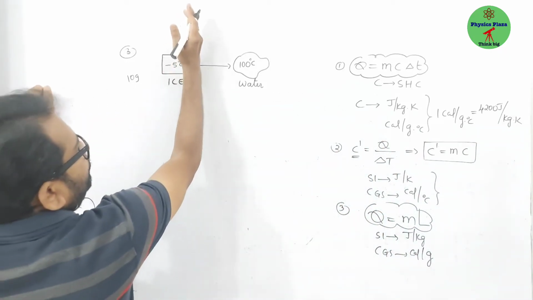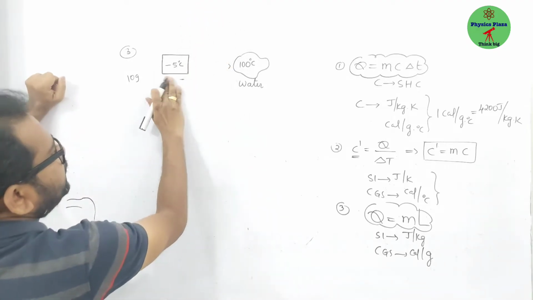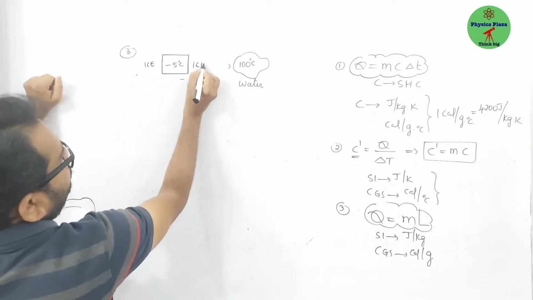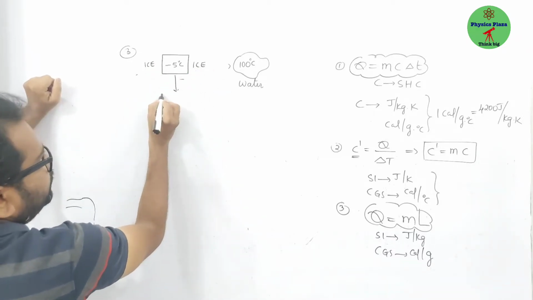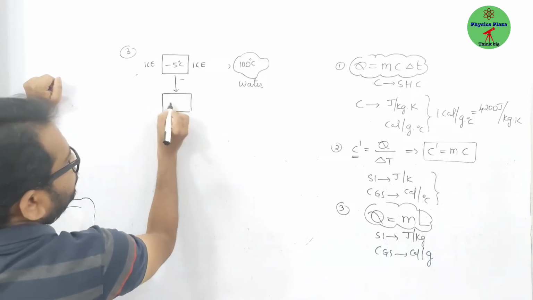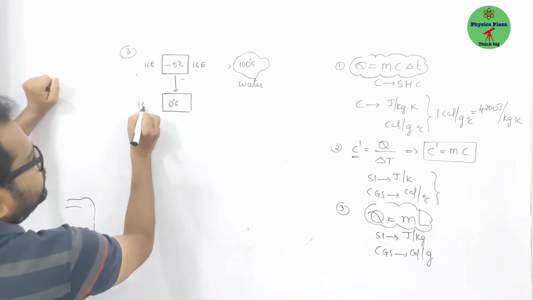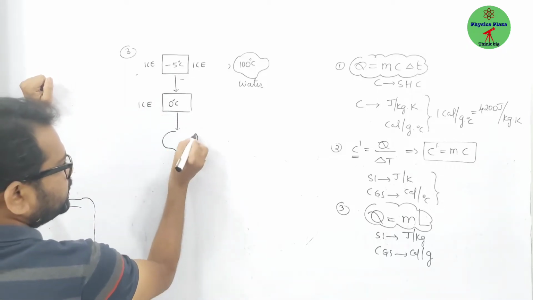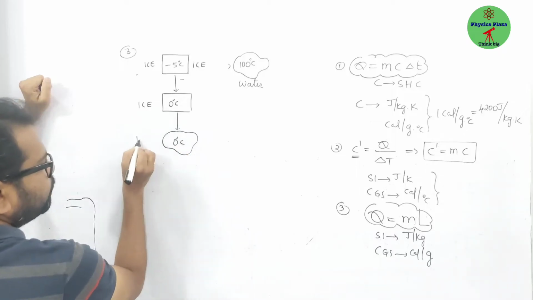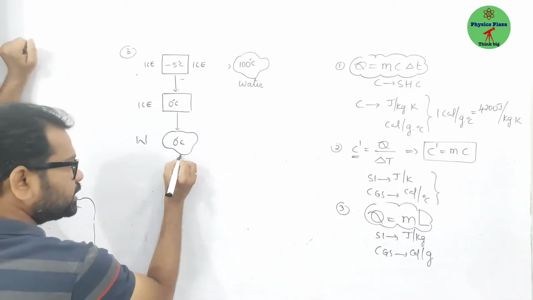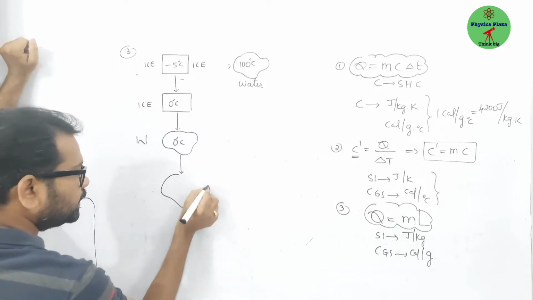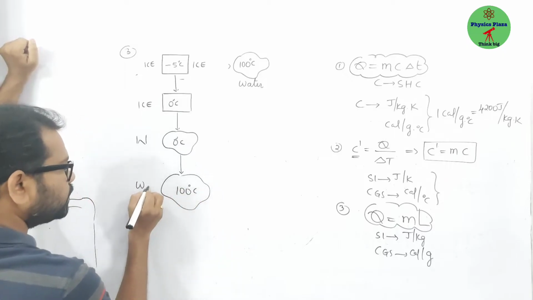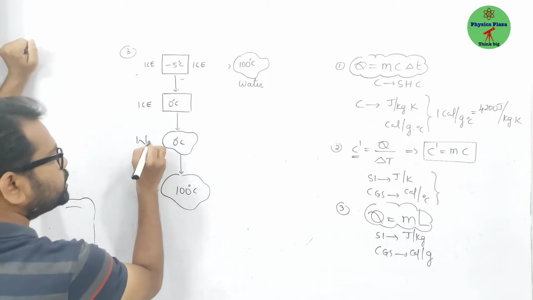First, children, the moment you start heating the ice, minus 5 degrees Celsius ice will convert into 0 degrees Celsius ice. Then slowly, if you keep heating, 0 degrees Celsius ice becomes 0 degrees Celsius water. From 0 degrees Celsius water, the temperature goes on increasing and it reaches 100 degrees Celsius water. So first you should understand this point, children.